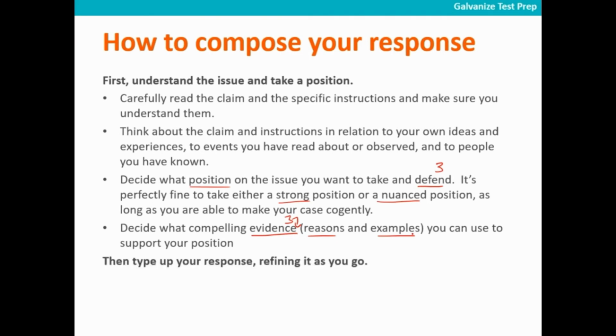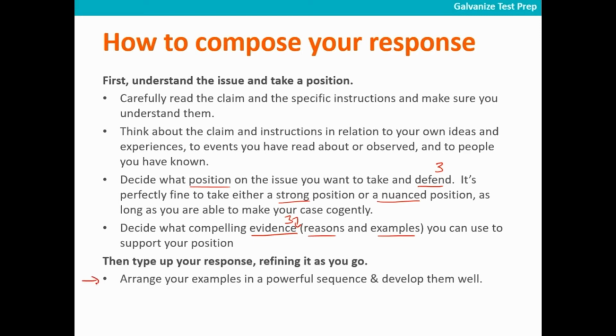And then you begin typing your response. Please refine as you go, but for those of you who spend too much time making it too perfect, you can refine it at the end. The important thing is, though, you spend time refining it. Don't leave your draft as it is in your first writing. Okay, this is all important.